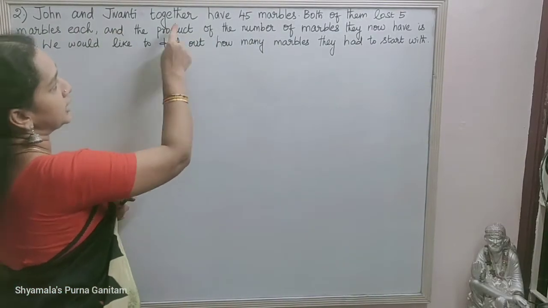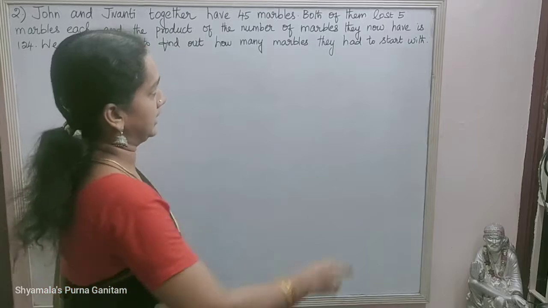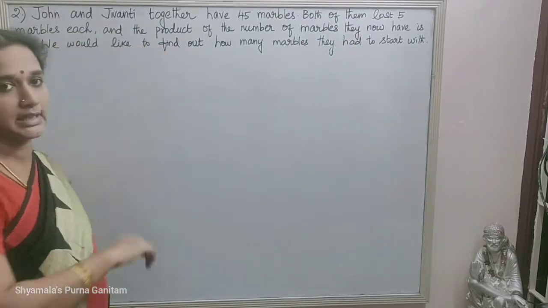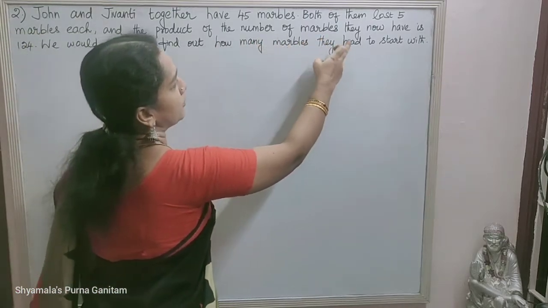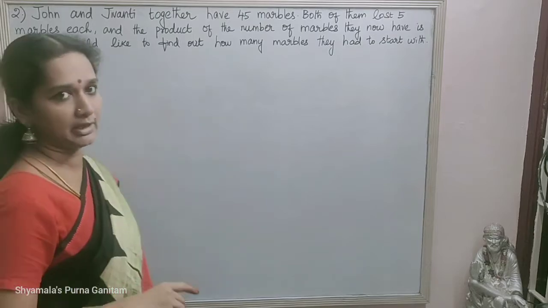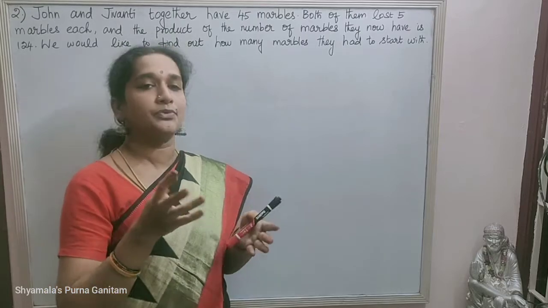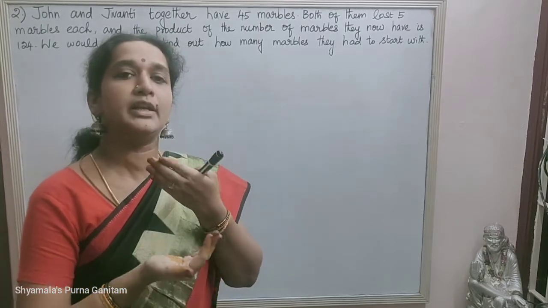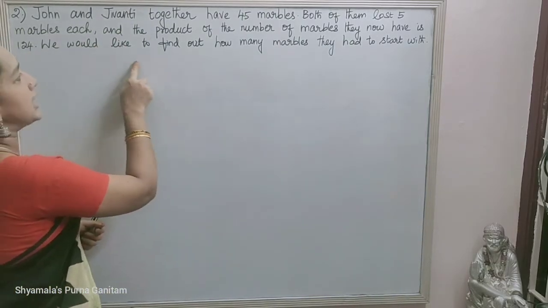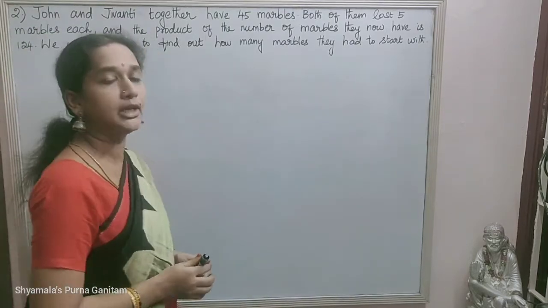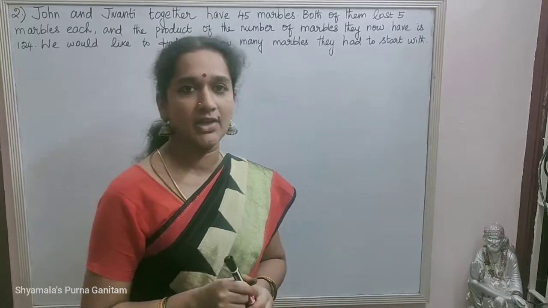John and Jeevanti together have 45 marbles. So both of them are having 45 marbles together. Both of them lost 5 marbles each. And the product of the number of marbles they now have is 124. So after losing 5 marbles, when they find the product of the remaining marbles, it is found to be 124. We would like to find out how many marbles they had to start with. So initially, in the beginning, how many marbles they have. This is the thing we are asked to find.